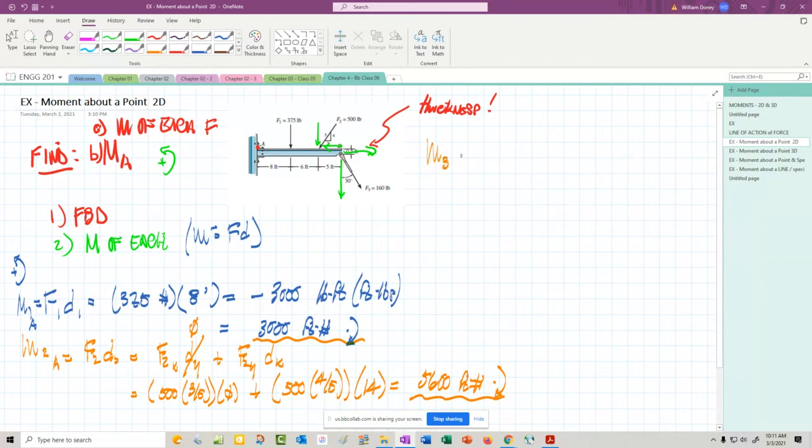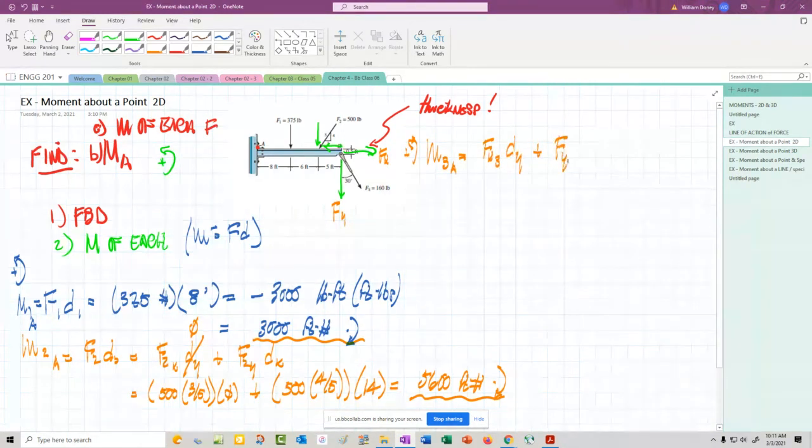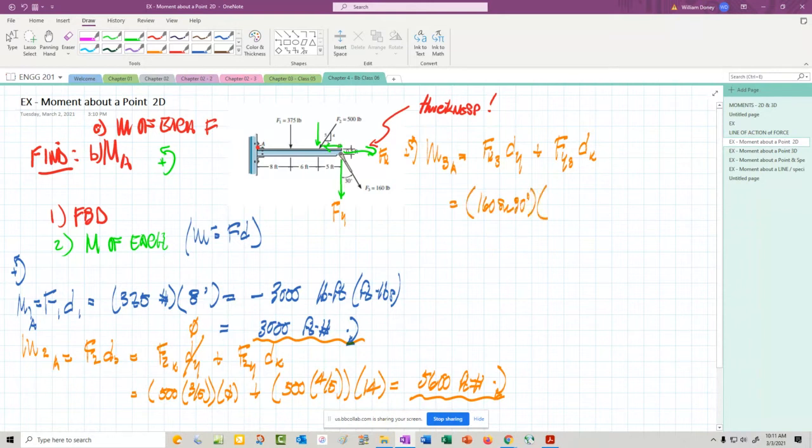All right, let's finish up. Moment of force 3 about A. Again, counterclockwise, still positive. We have the two components. Here's the Fy component, here's the Fx. So I'll need the Fx of 3 times distance y plus the Fy of 3 times distance x. The x component will be 160 sine of 30 degrees times the distance. There's that little offset distance. It's 0.5.